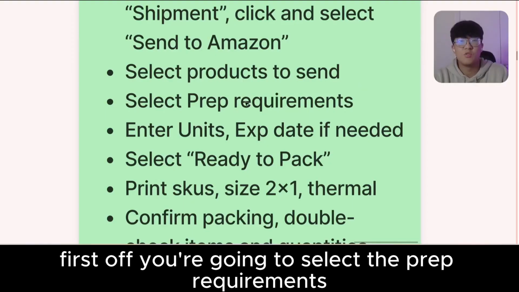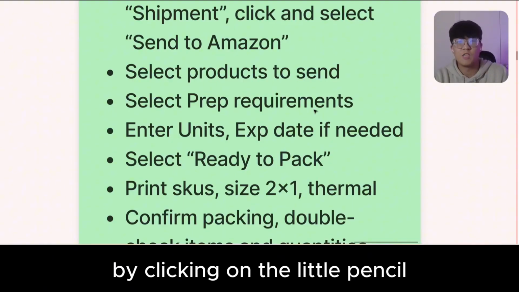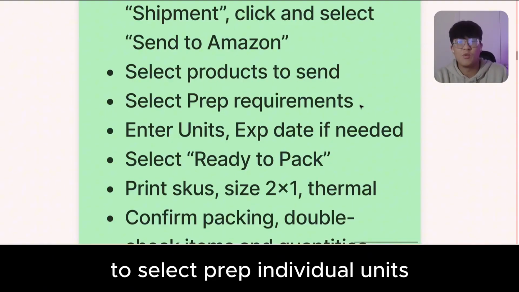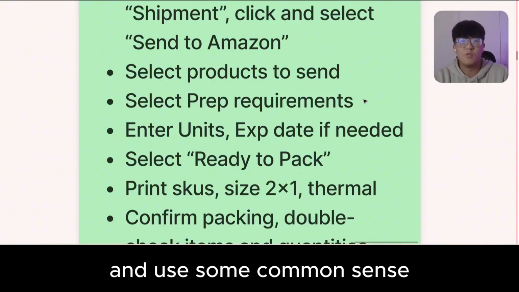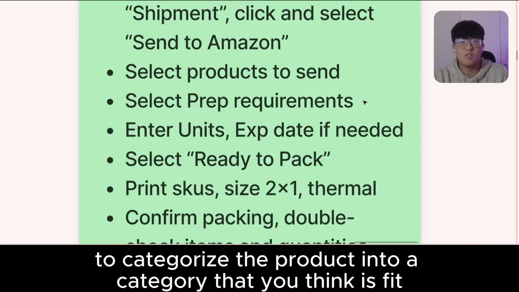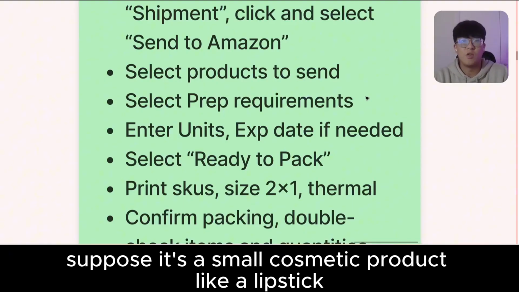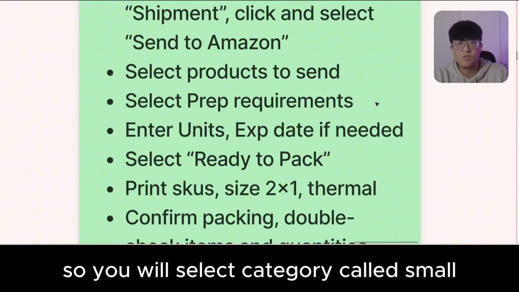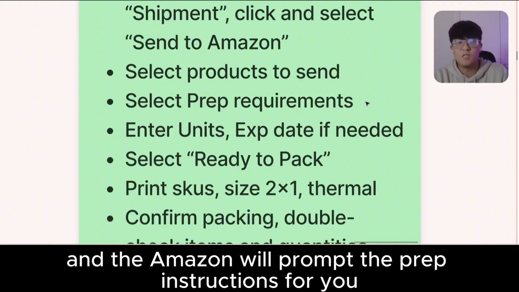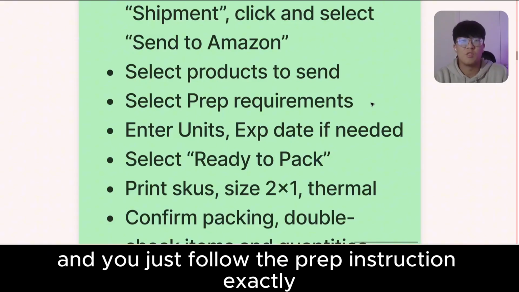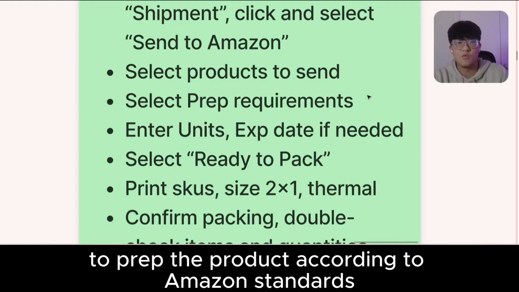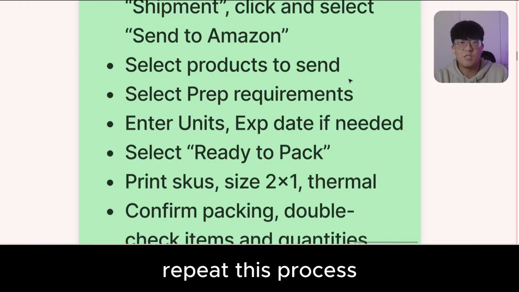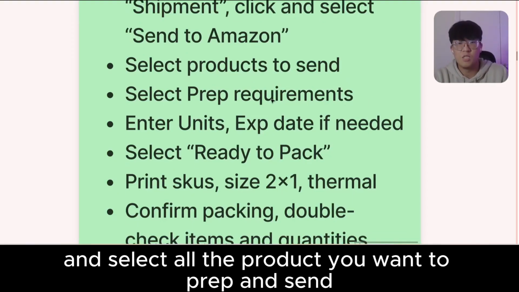First off, you're going to select the prep requirements by clicking on the little pencil to select prep individual units, and use some common sense to categorize the product into a category that you think is fit. Suppose it's a small cosmetic product like a lipstick. So you will select the category called small and Amazon will prompt the prep instruction for you. And you just follow the prep instruction exactly to prep the product according to Amazon standards. Repeat this process and select all the products you want to prep and send.